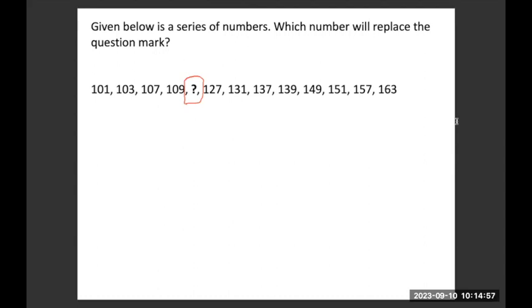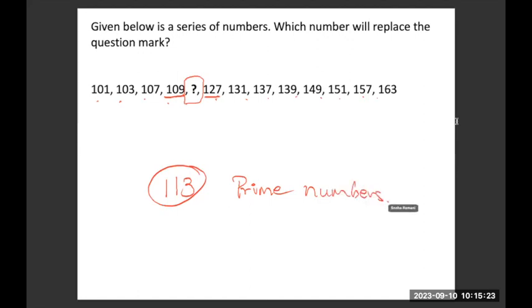In this case, if you very carefully observe all the numbers, they are all prime numbers. None of them have any factors except for themselves and the number 1. Hence, the prime number which is between 109 and 127 is only 1, which is 113. This is a series of prime numbers. The first observation that comes to your mind is, are there any factors? They are odd numbers, very clearly.